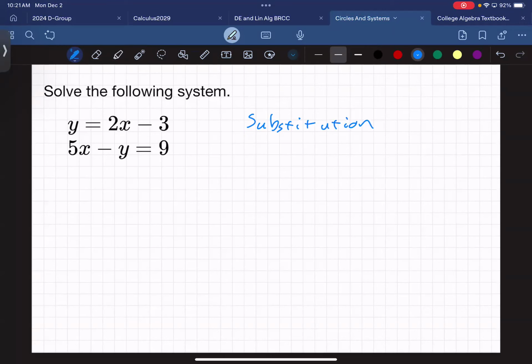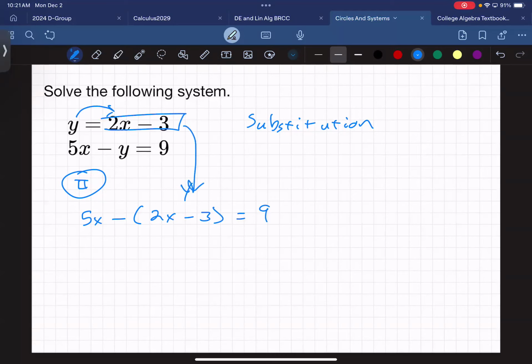All right, and what do I mean by this? Using substitution says, hey, I already know what y is equivalent to. y is equivalent to 2x minus 3. So I can take that and go to the second equation that we're working with here, and instead of putting y, put the 2x minus 3. Now, keep in mind, this is still y. We're just taking it and putting what was equal to it in its place, okay?